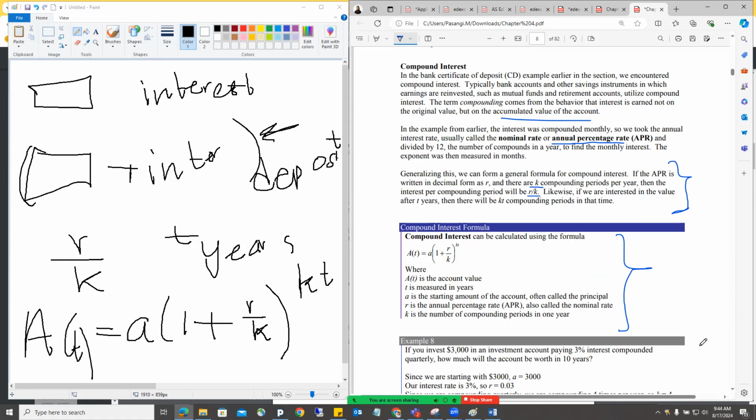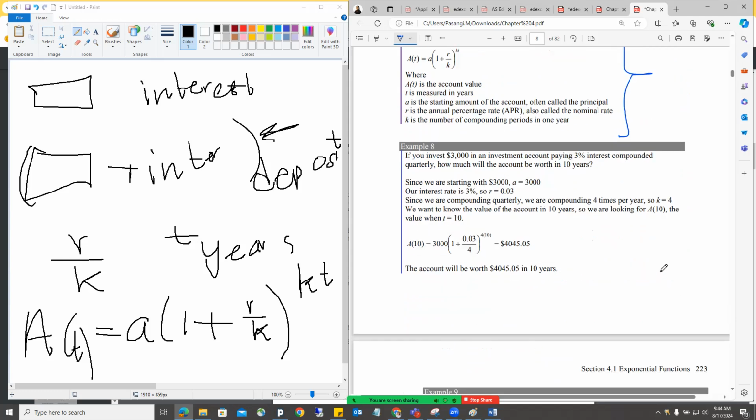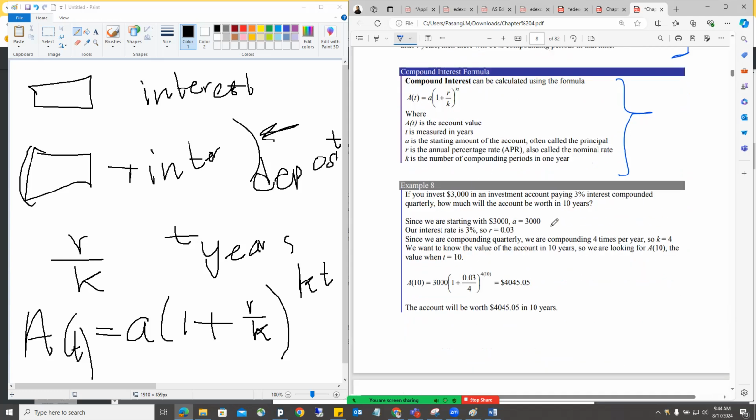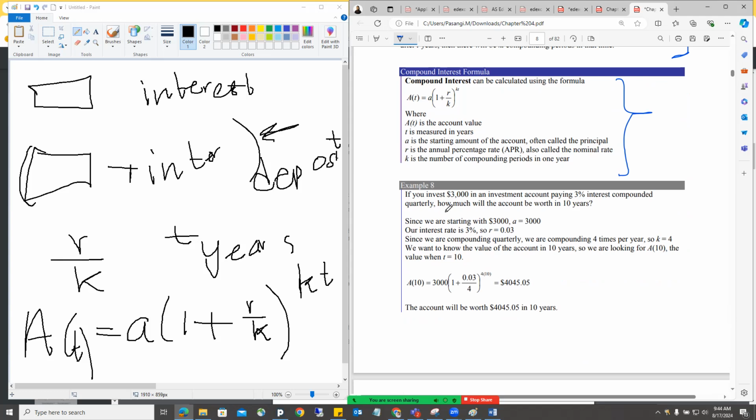Is it clear? Yes. Okay. Shall we go through with the example then? Now, what this example says, we'll do example 8 together and you can try example 9 then.